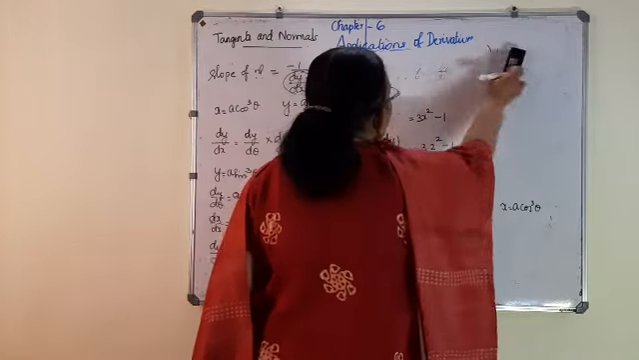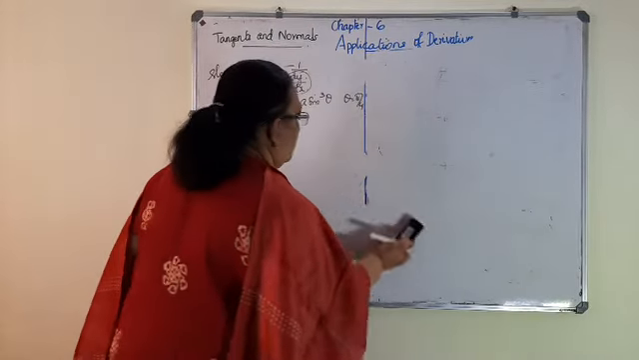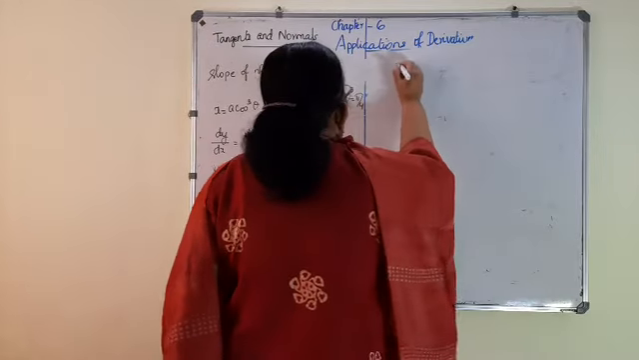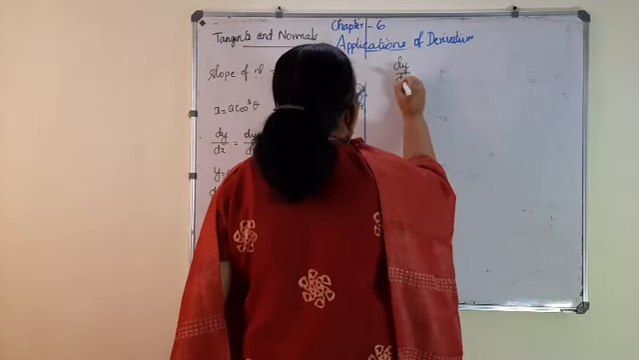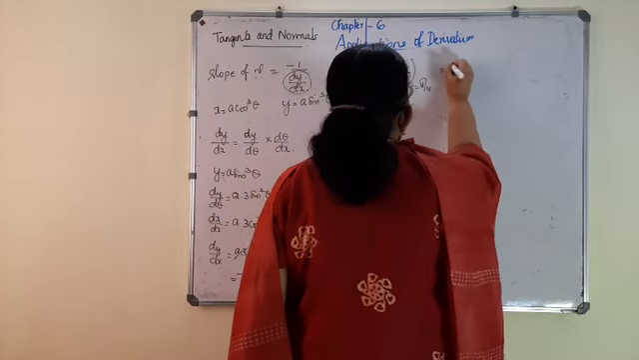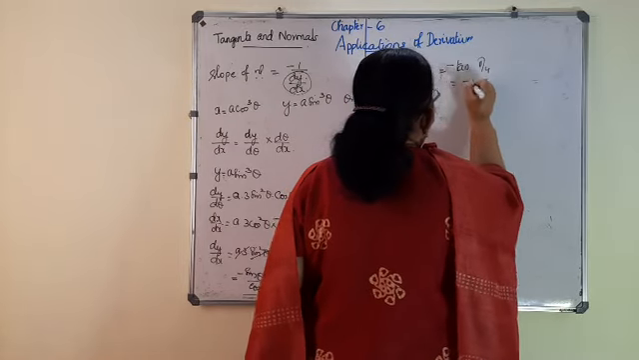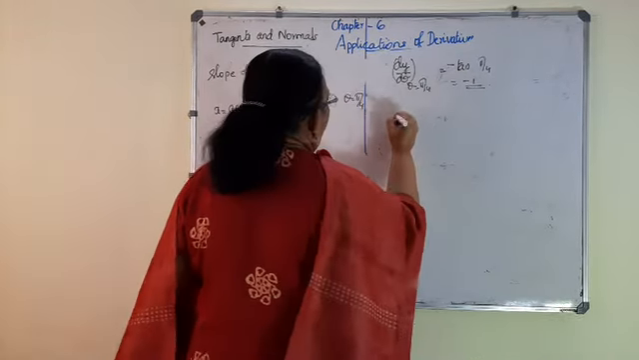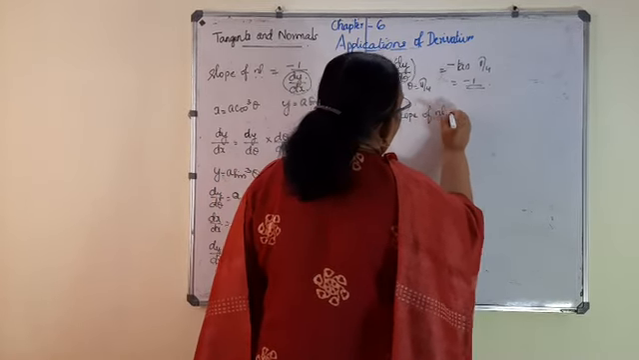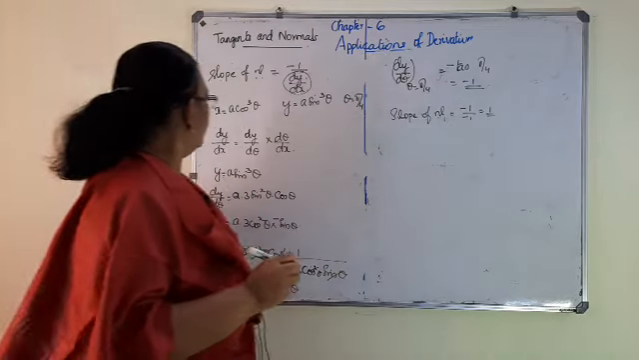But the condition is given. Dy by dx at theta is equal to pi by 4 is equal to minus tan pi by 4, which is equal to minus 1. Therefore, what is slope of normal? Slope of normal is equal to minus 1 by minus 1, which is equal to 1.